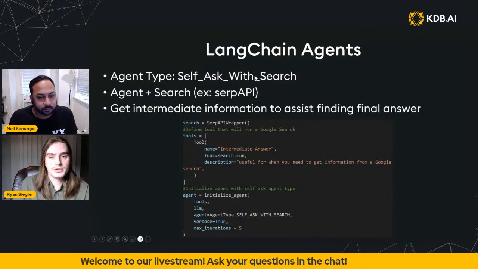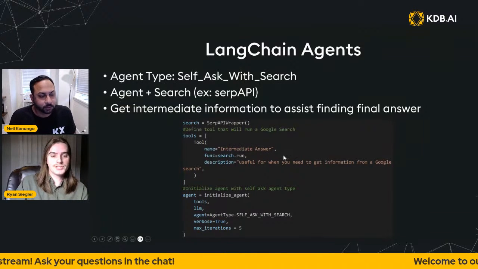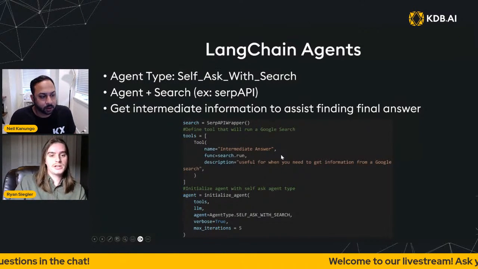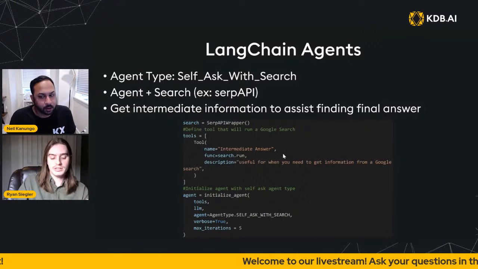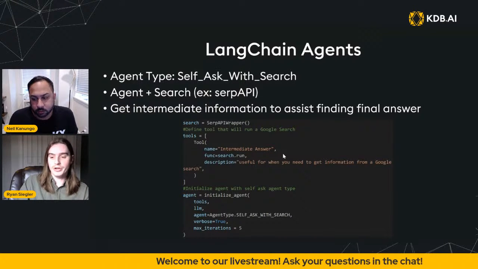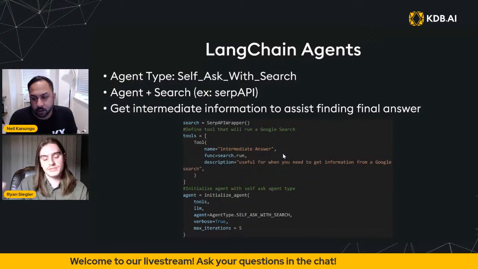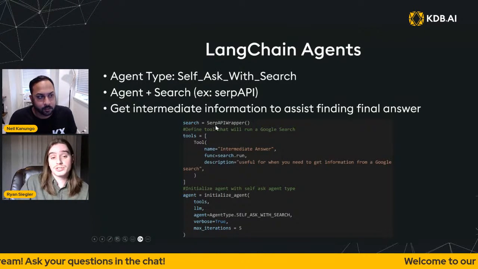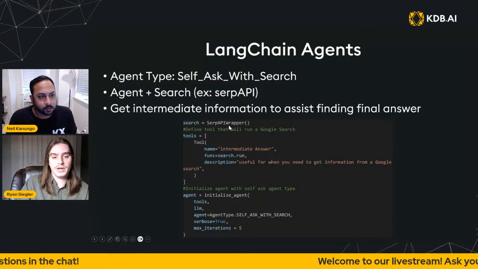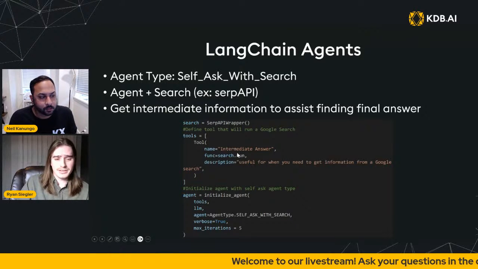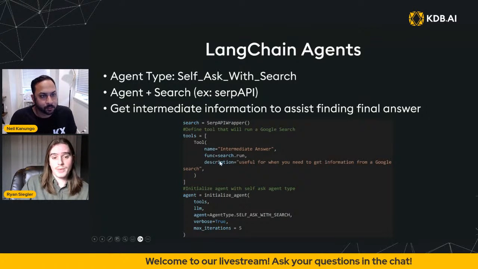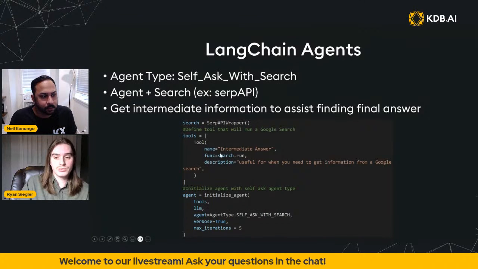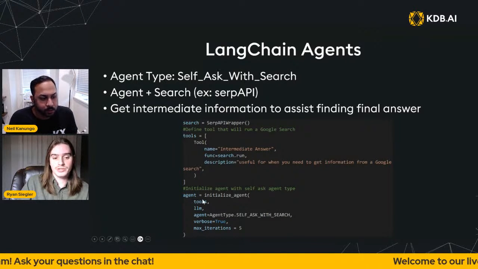So the last type of LangChain agent is called self-ask with search. And this is an agent that's specialized for using search to gain intermediate information to assist in finding a final answer. So again, a good search tool we could use would be this SERP API, which is a Google search. And again, all we're doing here is just wrapping that Google search functionality into a tool and then giving our LLM access to that tool.